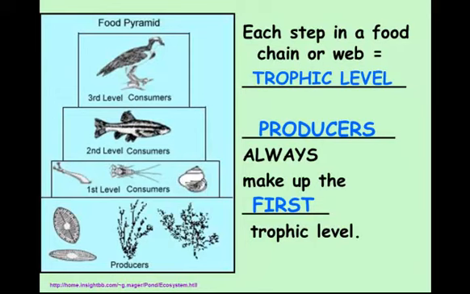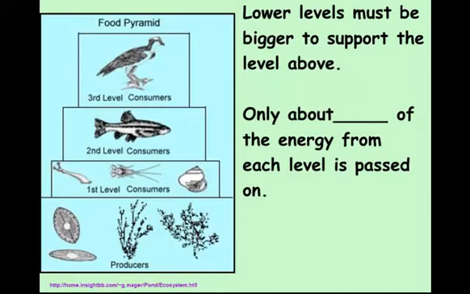And as you go up and up in the food chain, there are fewer and fewer organisms at that level, because it takes a lot of organisms at the level below to provide food for the next level up. So we have a lot more producers in an ecosystem than we have third level consumers. If you think about that idea, the lower levels have to be bigger to support the next level up. It's almost like a little pyramid. And really only about 10% of the energy on each level gets passed on to the next level.